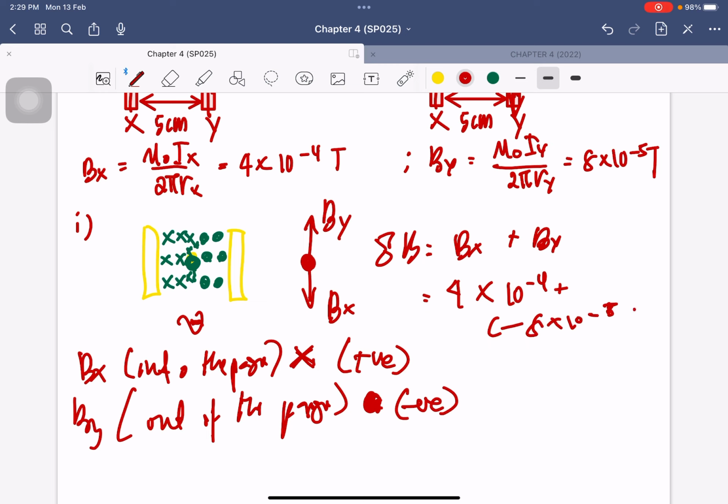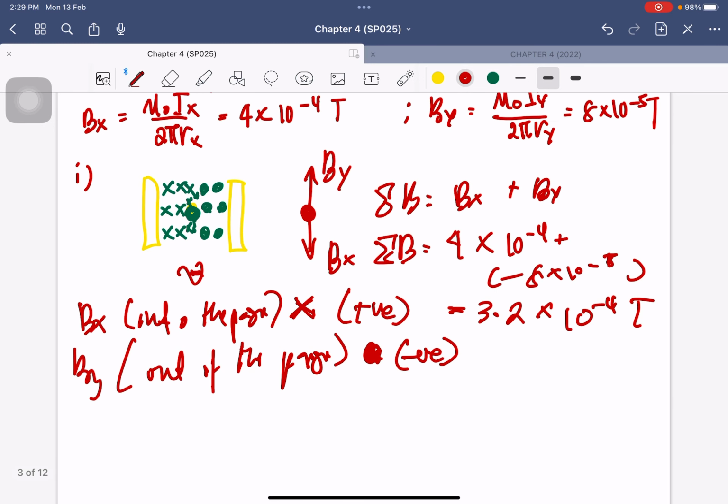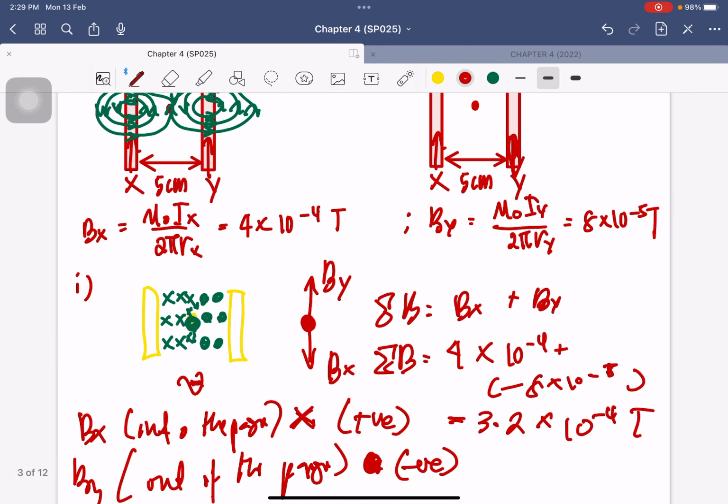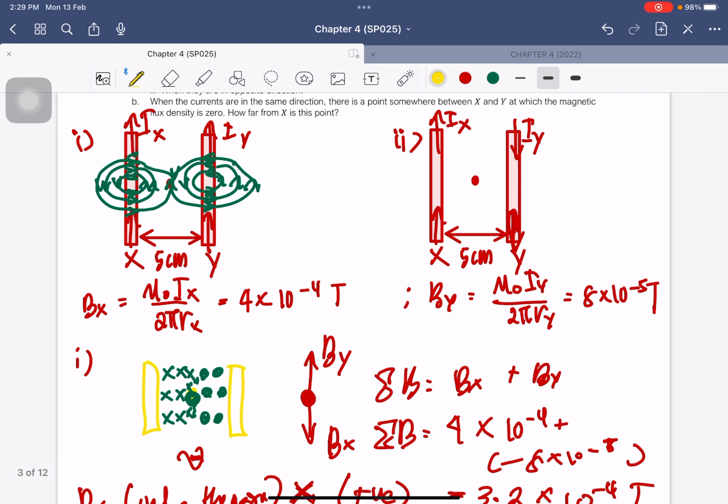So you will get... oh, I didn't calculate it. So I have to calculate it now. Sorry everybody. So you will get 3.2 times 10 to the power of negative 4 Tesla as the answer. Okay, then what else? Then we do it for the opposite direction. So for the opposite direction, BX plus BY, we also need to look at the direction.